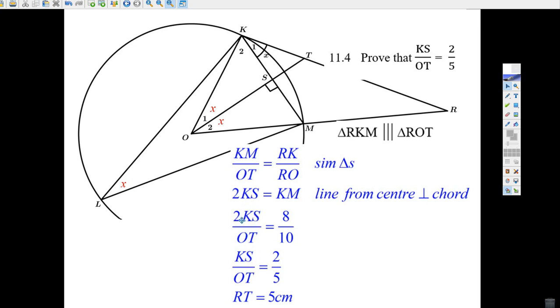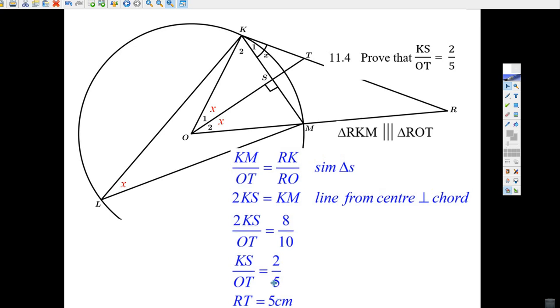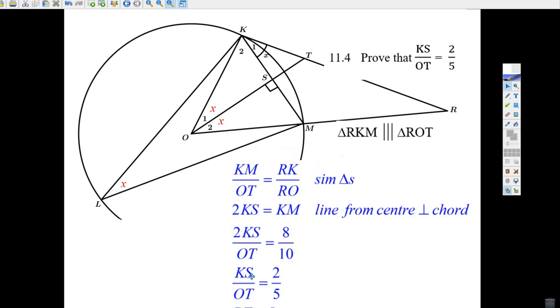Well, if we divide by 2, this turns into 4 over 10. 8 divided by 2 is 4 over 10, and 4 over 10 is the same as 2 over 5. 2 over 5. So we just proved that KS over OT is equal to 2 over 5. And that's what we were supposed to do. So there you go. I hope all that helps.